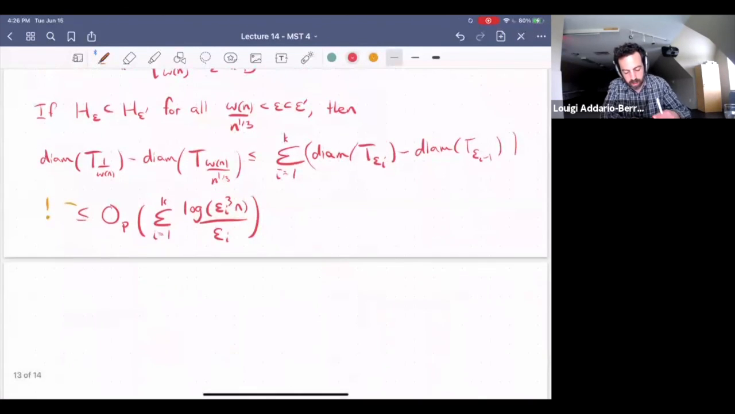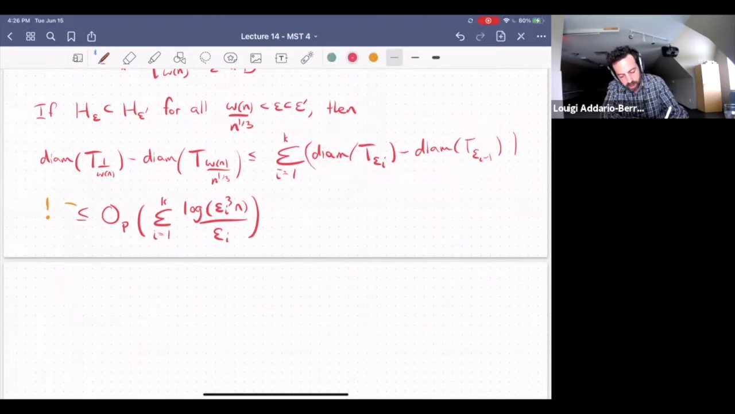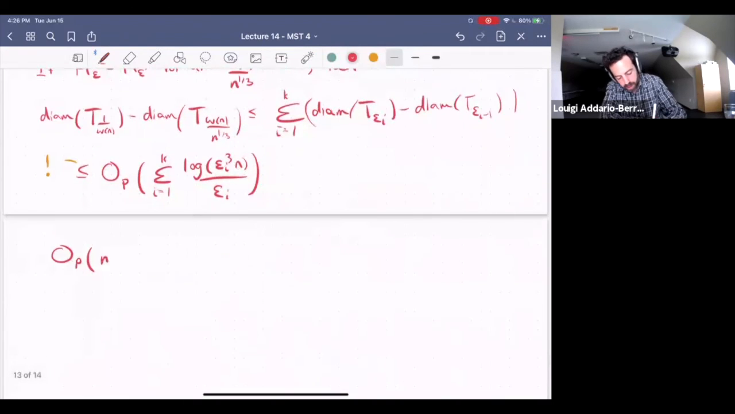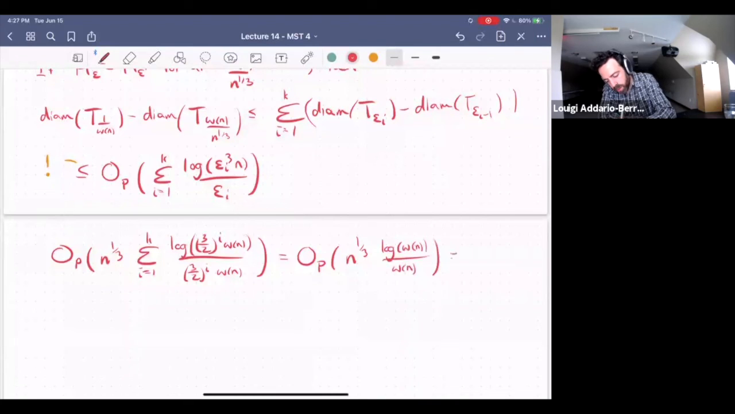Okay, but if you're willing to accept that our bounds on the diameter increase can be combined in this way, then this gives us overall a bound just using the definition of the epsilon I, right? 3/2 to the I omega n over n to the third, which is like n to the third, and then the sum from 1 to k of log of 3/2 to the I omega n over 3/2 to the I omega n. Okay, and these summands are geometrically decreasing, so they're dominated by their first term, which is already order log omega n over omega n. So this is order n to the third log omega n over omega n, and since omega is tending to infinity, that's little o of n to the third.